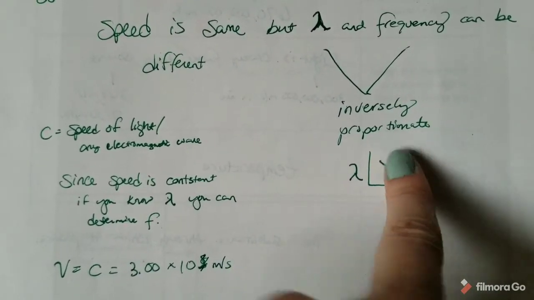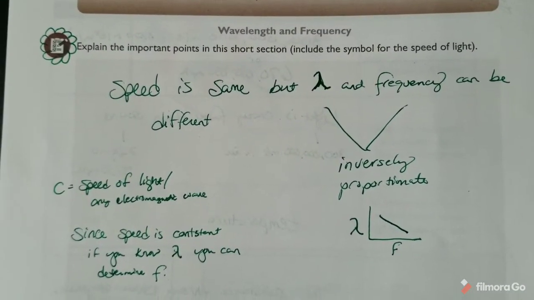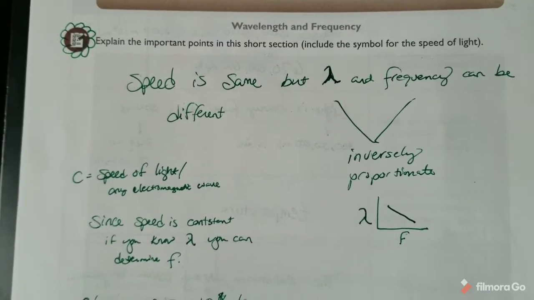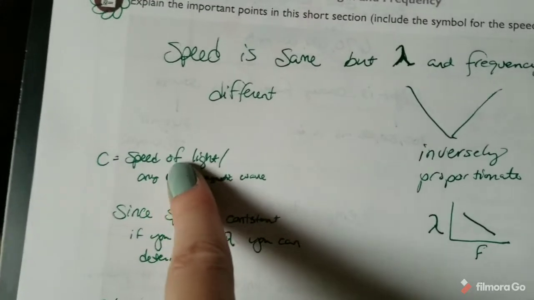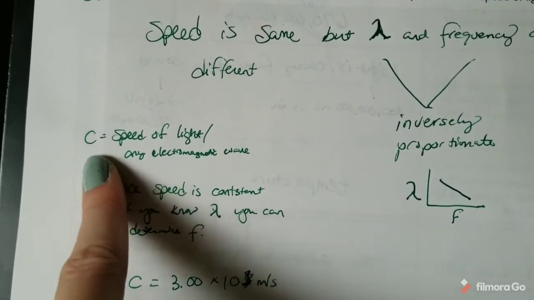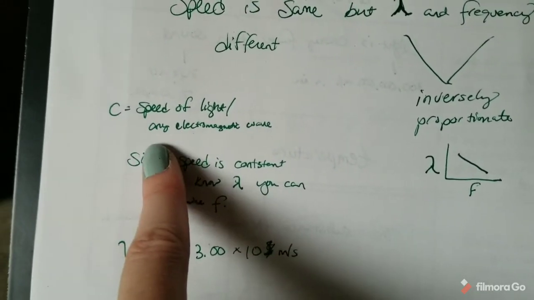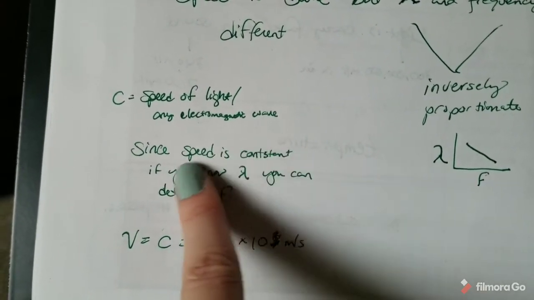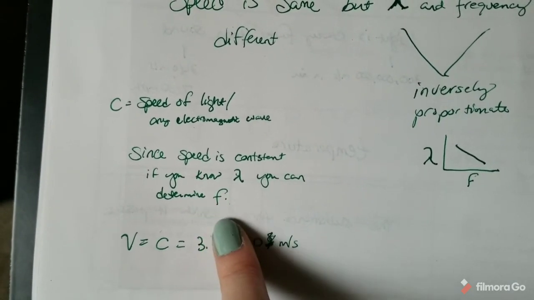So that's inversely proportional. I want you guys to learn those mathematical terms because we use them a lot as you grow up. It's in math and in science, and in statistics. Okay, so the speed of light is what they refer to as c. And this down here, it is the speed of light, and it's any electromagnetic wave. Since speed is constant, if you know a wavelength, you can determine the frequency.